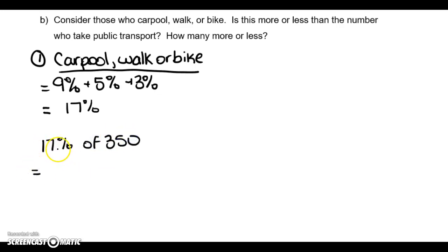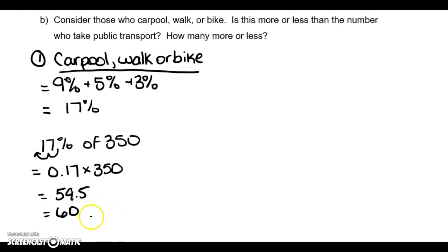So remember, turn your percent into a decimal by moving your decimal 2 times to the left. So we should have 0.17 times 350. If you put that into your calculator, what you will find is that we get 59.5, and then just round it up to 60 people. So that means that 60 people either carpool, walk, or bike to work.